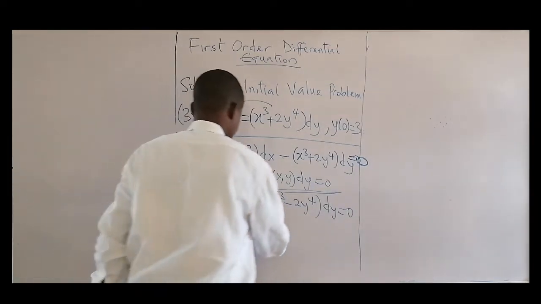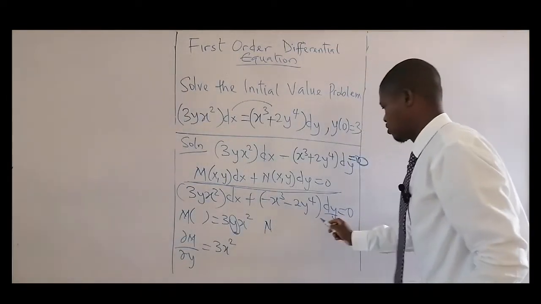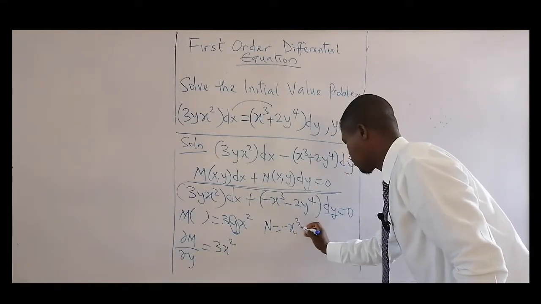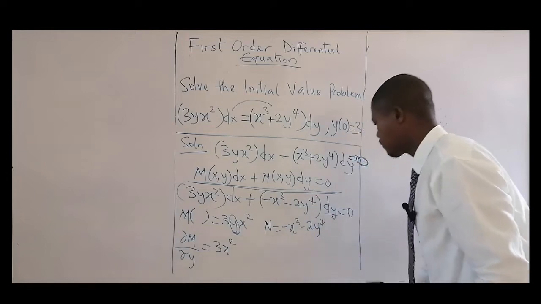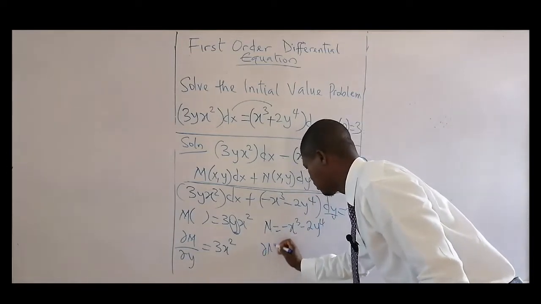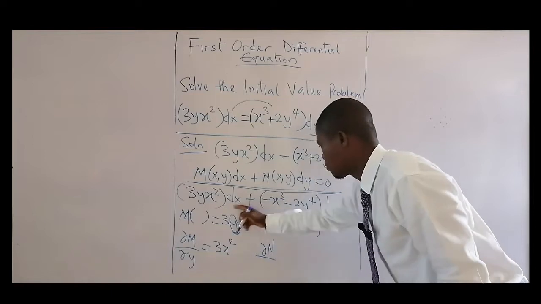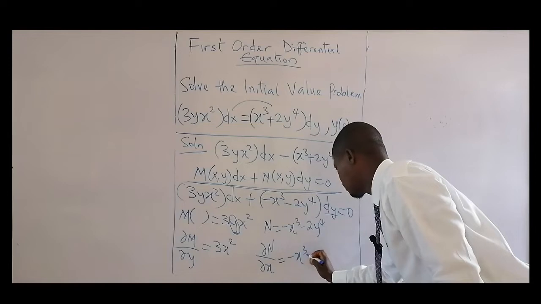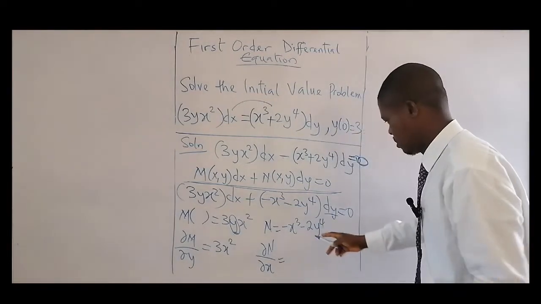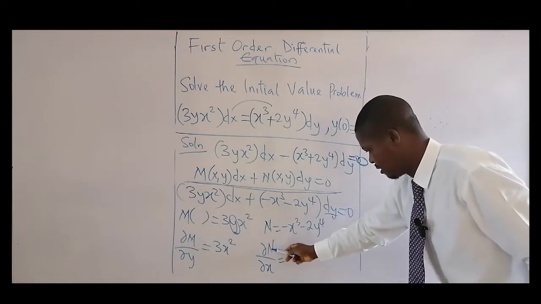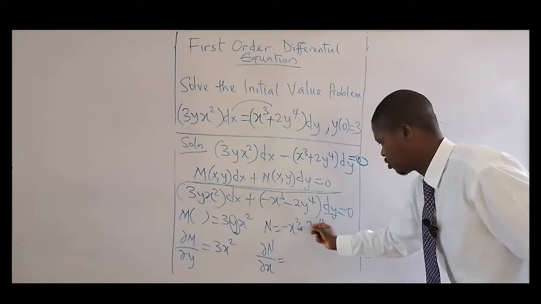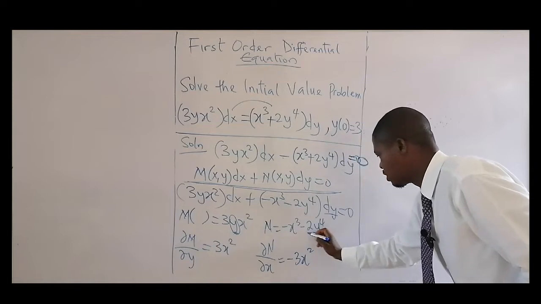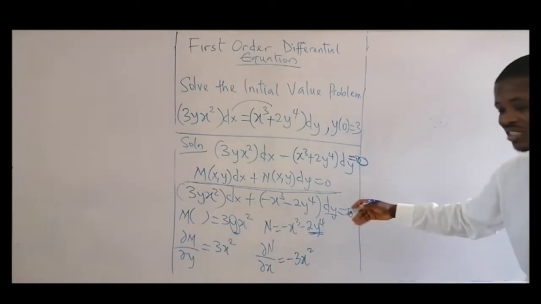Then the other one, the attachment to the dy is called N. N is minus x cubed minus 2y to the power 4. Then the partial derivative of that with respect to x is minus 3x squared. Here the other term doesn't have x, so its derivative is 0.